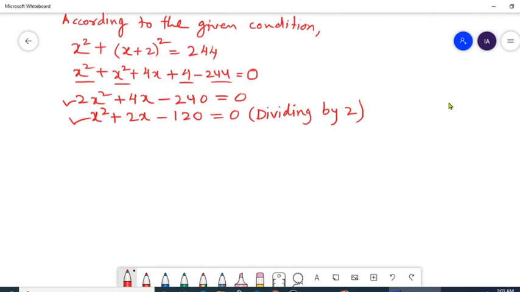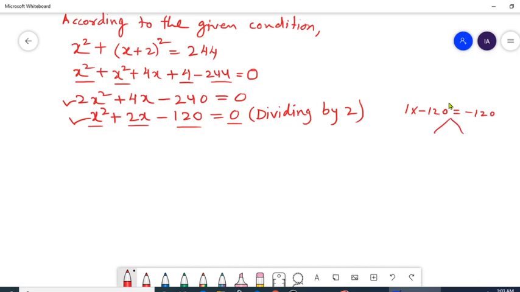Now this looks like a quadratic equation, ax square plus bx plus c equals 0. It's easy to find the value of x in this equation by splitting its middle term. We need the coefficient of the first term, which is 1, and the coefficient of the third term, which is minus 120. When I multiply them, I get minus 120.